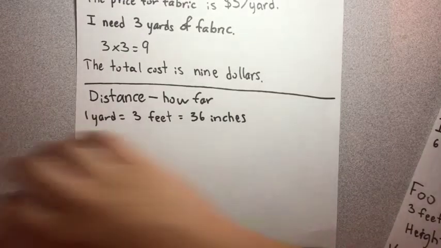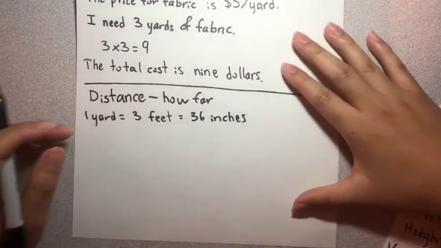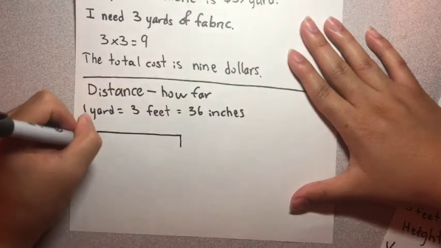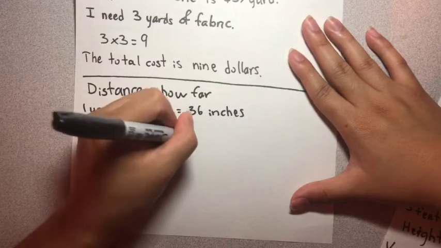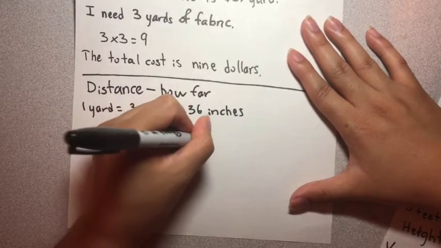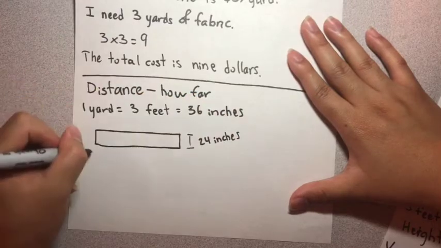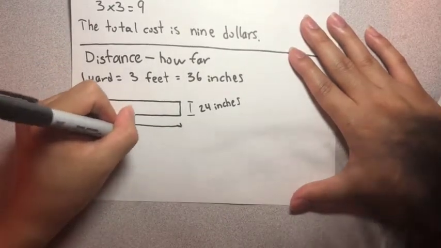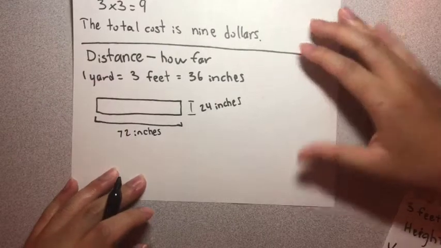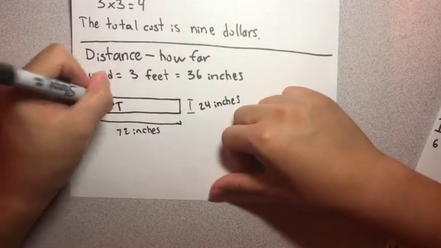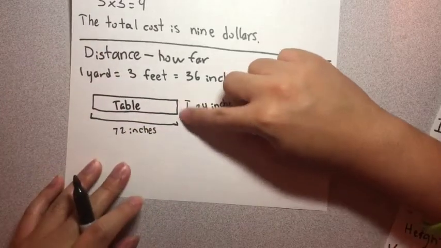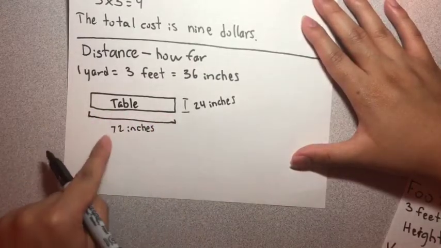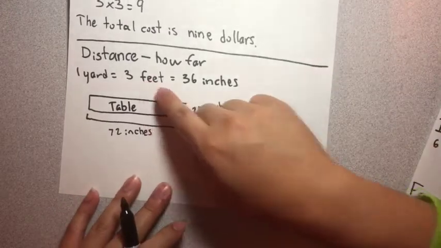So let's see, I have a table. This way it is 24 inches, and this way it is 72 inches. So this is my table. This way it is 24 inches. And this length is 72 inches. What is this in feet?